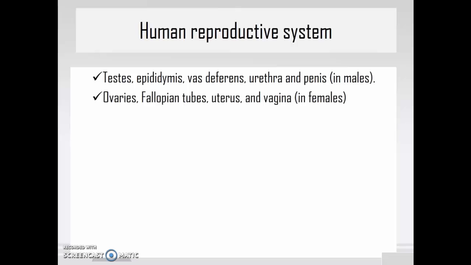So in the human reproductive system, males have testes, epididymis and vas deferens. The vas deferens and epididymis form ducts. Then the urethra, which is also part of the excretory system, and the penis, which is the copulatory organ of males. When it comes to the human female reproductive system, it will have ovaries, fallopian tubes, which are the site of fertilization, the uterus and the vagina.